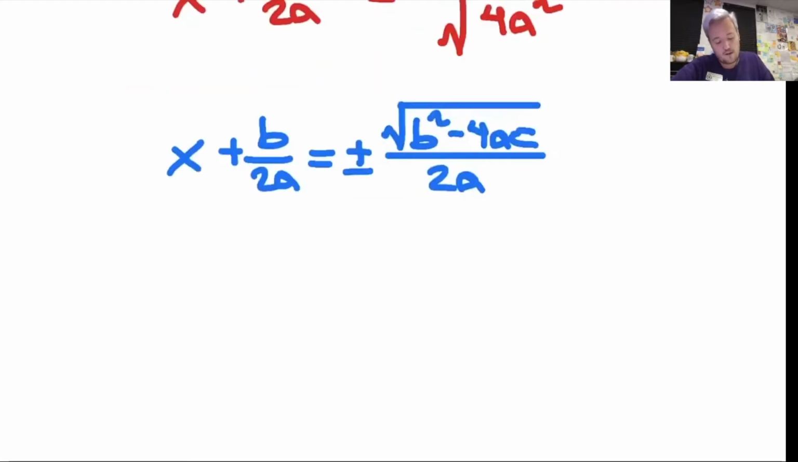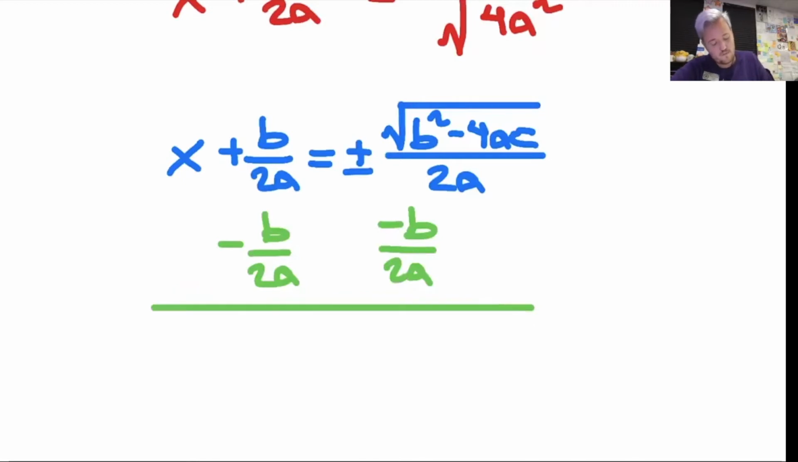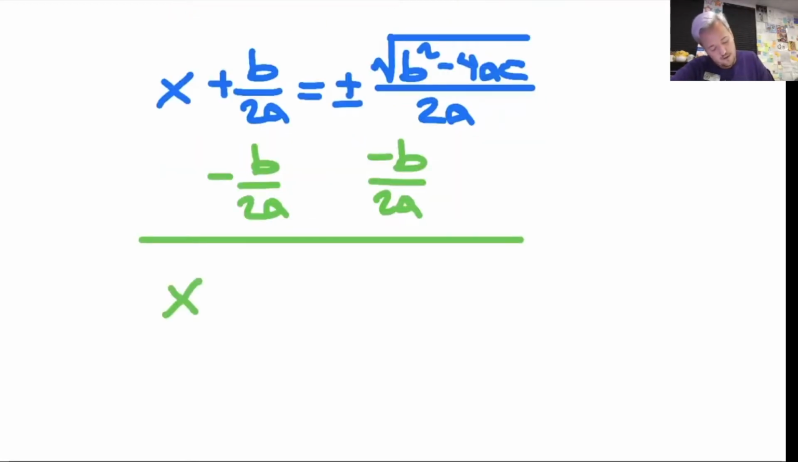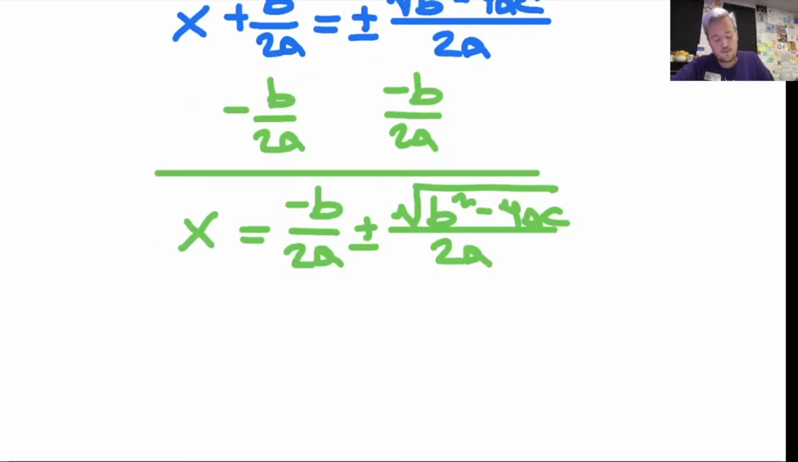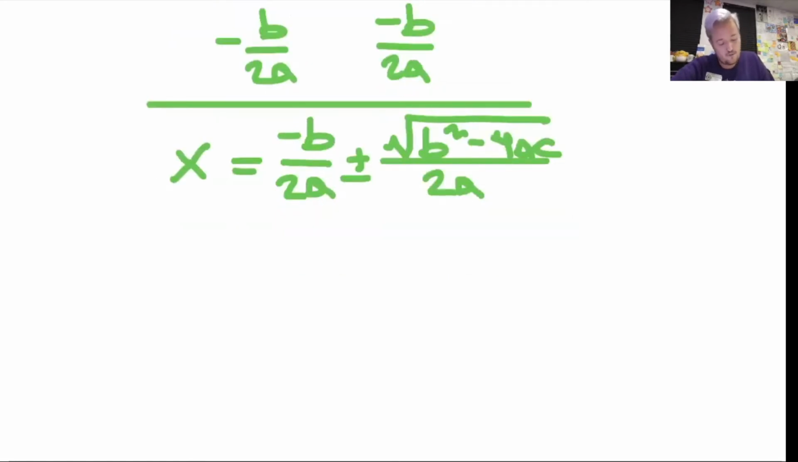All right, so now I can solve for x. So I'm going to subtract b over 2a on both sides. So I'm going to get x equals the opposite of b over 2a plus or minus the square root of b squared minus 4ac all over 2a. Now, similar to before, we have 2a and 2a in the denominator. English is hard.